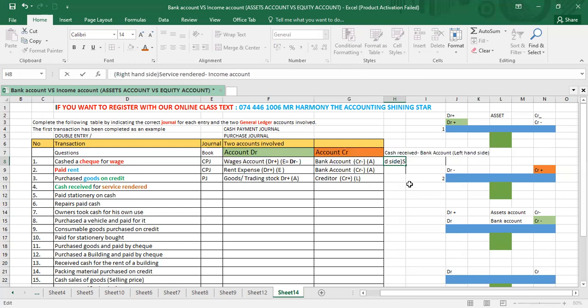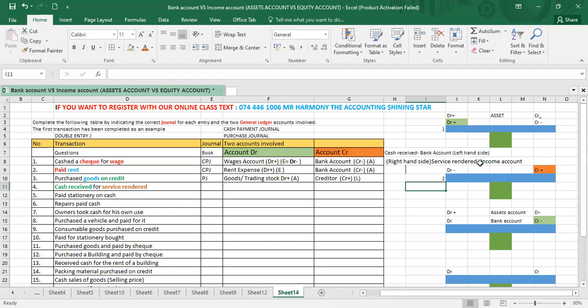Can you see? Now you always know that, okay, when I debit my bank account, it means that I will record on my left hand side. Okay, when I credit service rendered account, it means that I will record on my right hand side. Credit goes with the right hand side, debit goes with the left hand side. Mr. Harmony, it seems like we are actually gripping this.